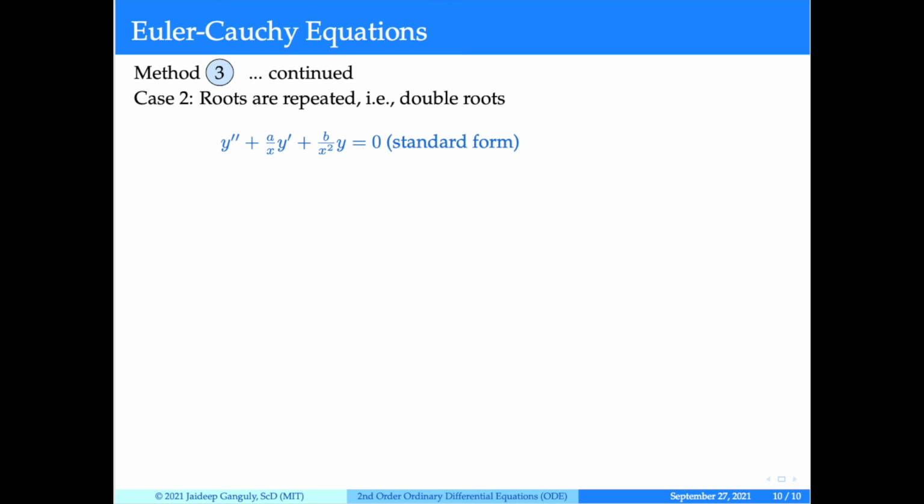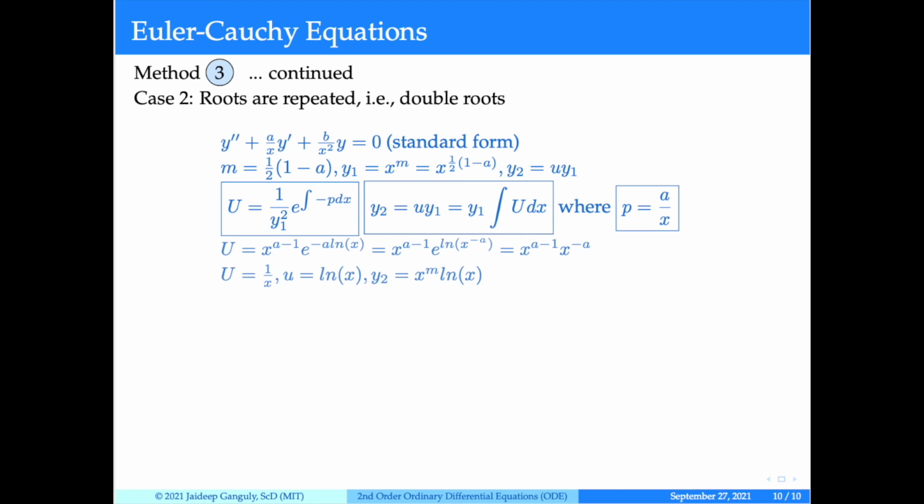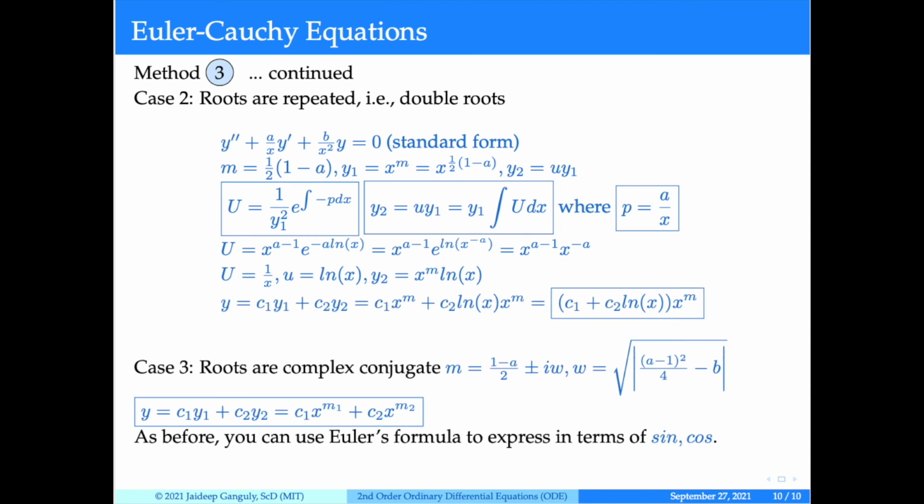We first express the equation in its standard form. For repeated roots, we use the same technique, the method of reduction of order, to determine the second basis solution. For complex conjugate roots, we can express the solution in terms of sine and cosine, using Euler's formula.